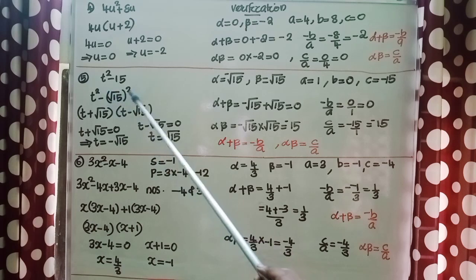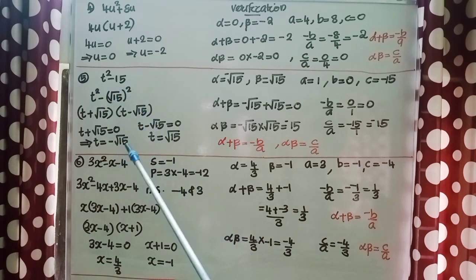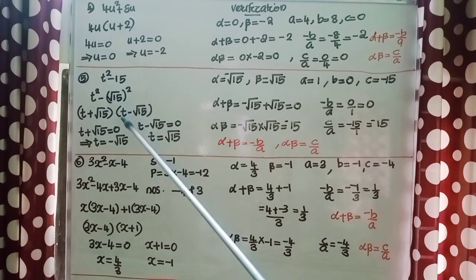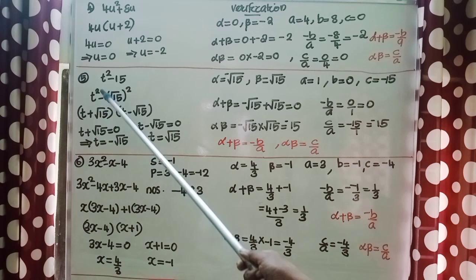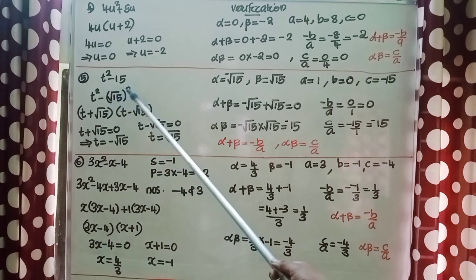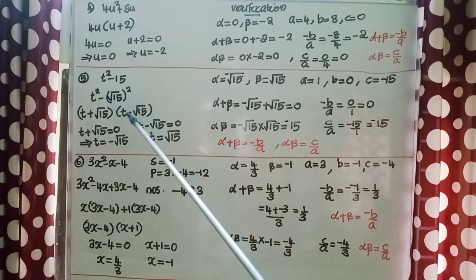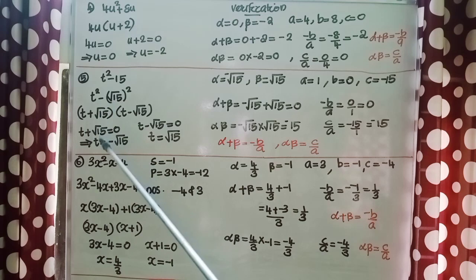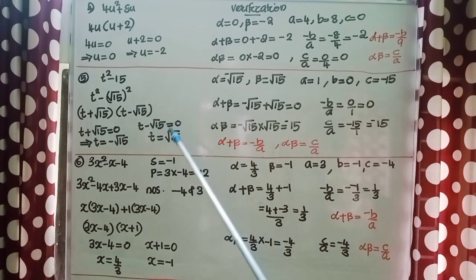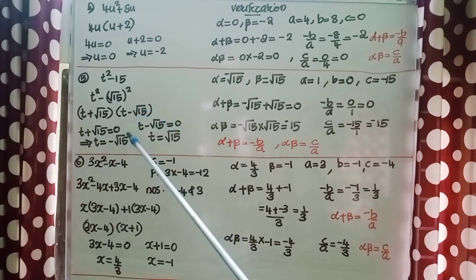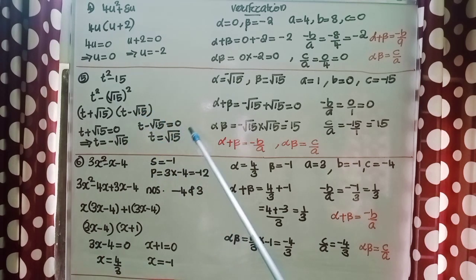Now this became of the form a square minus b square. We know a square minus b square equal to a plus b into a minus b. So we can write this as t square minus root 15 whole square, that is equal to t plus root 15 into t minus root 15. t plus root 15 equal to 0 implies t equal to minus root 15. T minus root 15 equal to 0 implies t equal to root 15. So the zeros are minus root 15 and plus root 15.